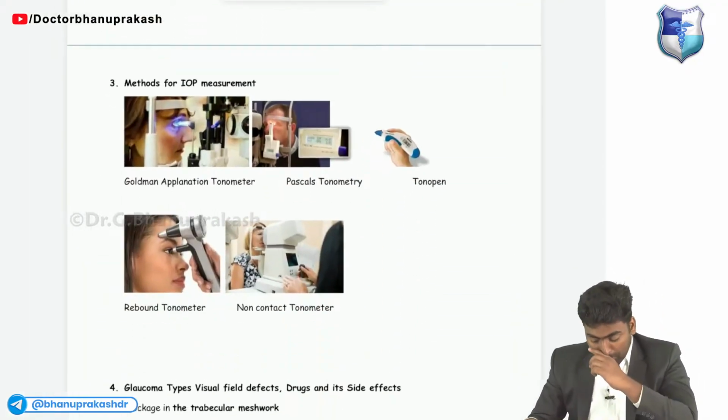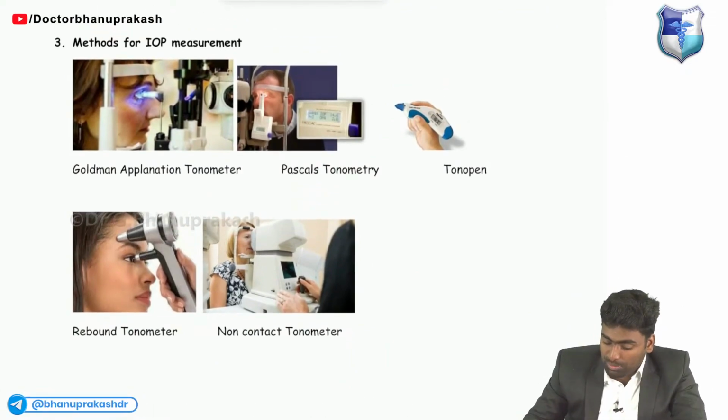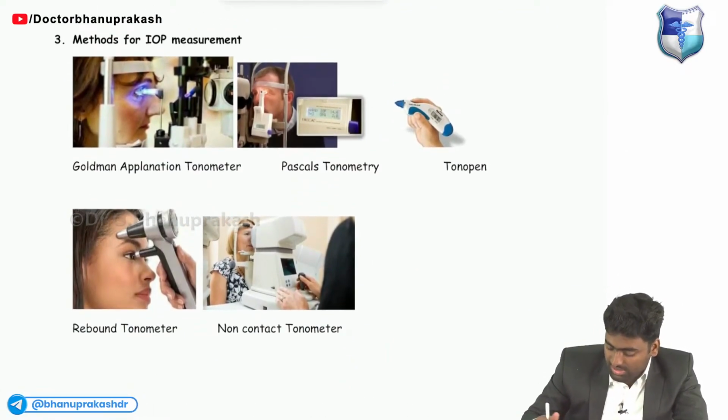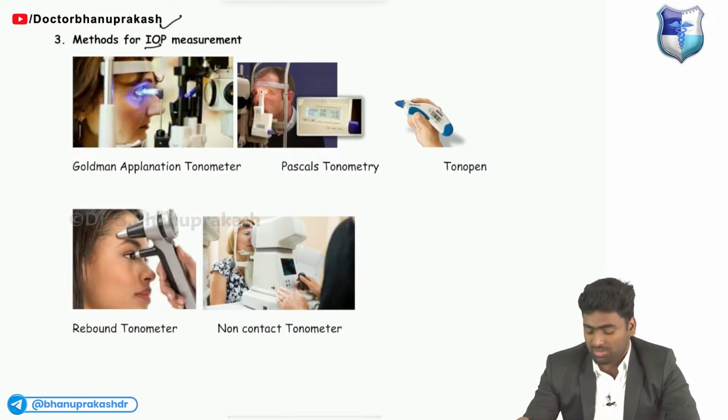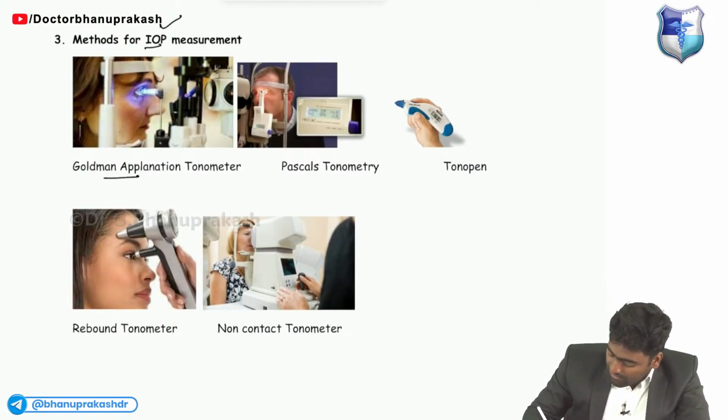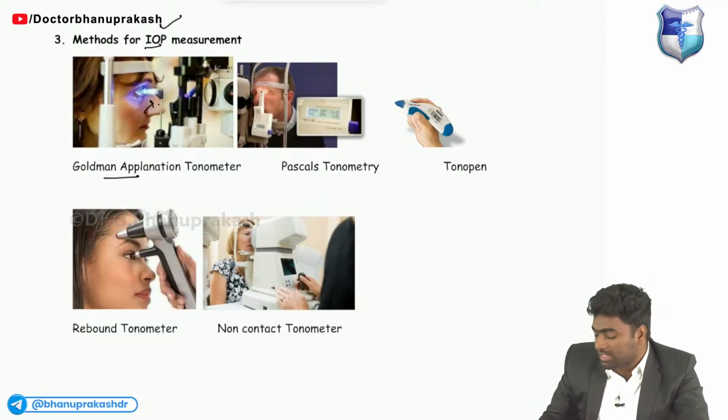Okay. And about the next part, which is IOP measurement. So we know the gold standard for IOP measurement. It is what? It is the tonometer known as Goldmann applanation tonometry.